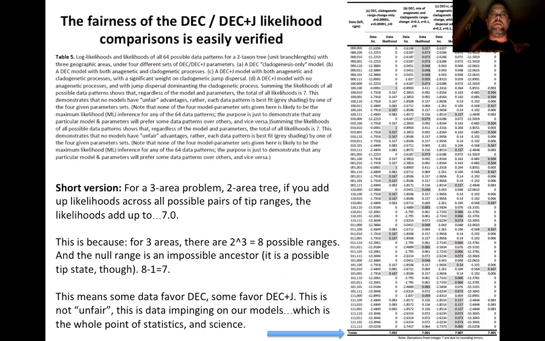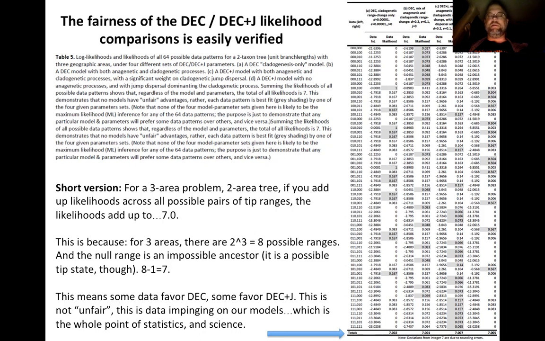All right, in this article that I've written, I show that the fairness of the DEC and DEC+J likelihoods is easily verified. Short version of this table is you can calculate likelihoods for all possible data sets under a given set of parameters for DEC and DEC+J, and for both models across any set of parameters you like, across all data sets, all the likelihoods, in this case of 8 possible ranges, add up to 1.0.